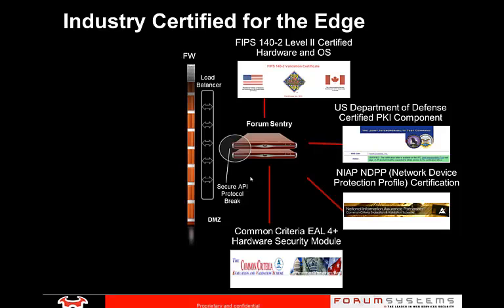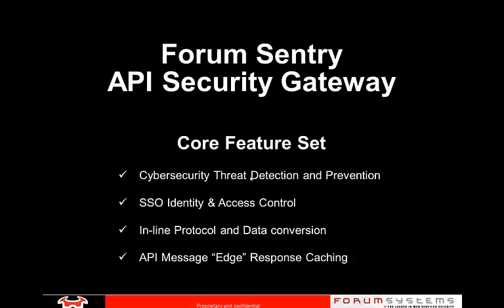So really the starting point, the foundation to provide edge caching and edge security comes from the essential necessity to have a hardened solution that can, from a network topology perspective, be deployed at the edge. And so from there, we look at really the fundamental core feature set, API security gateways. The Forum Sentry API security gateways fundamentally focused on 4 primary areas.